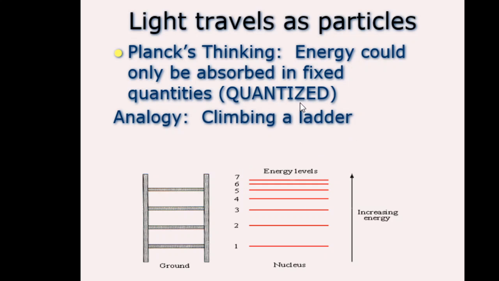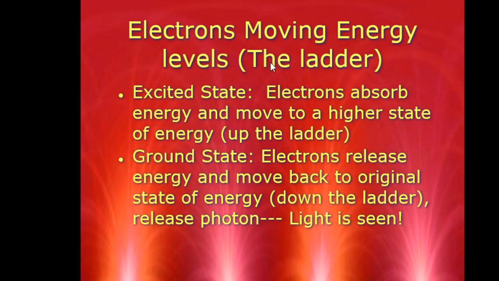But we can give these numbers. We can give them quantities. We can give them something like a particle, okay, of energy. So electrons moving energy levels are going up or down the ladder. There's two definitions I need you to understand and get. The first one is an excited state. And that's where electrons absorb energy. They move up the ladder to the higher energy levels and move to a higher state of energy up the ladder.